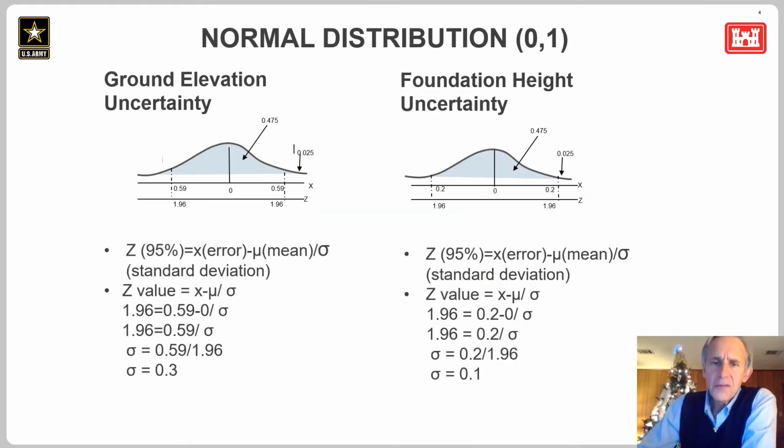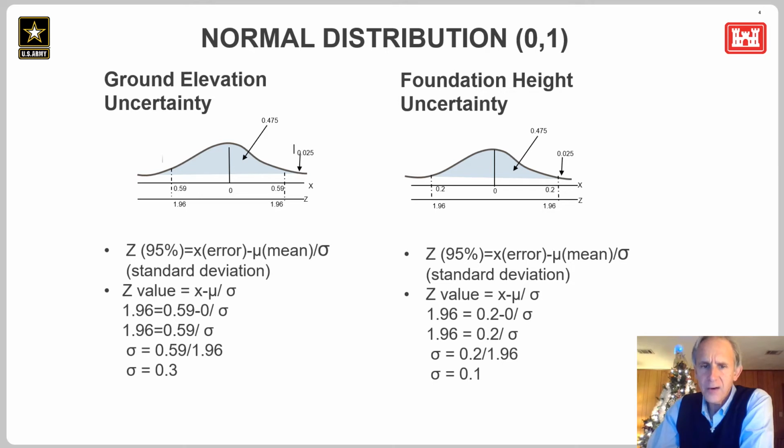This slide shows that there's a whole bunch of assumptions that go into that. It assumes a normal distribution. For a normal distribution, the central tendency is a mean of 0 with a standard deviation of 1. If we look at the ground elevation, there's a statistical formula that uses the z-value, which you can get from a statistics book. The z-value is related to a level of confidence, and I learned that for most Corps studies, it's the 95% level of confidence that we use.